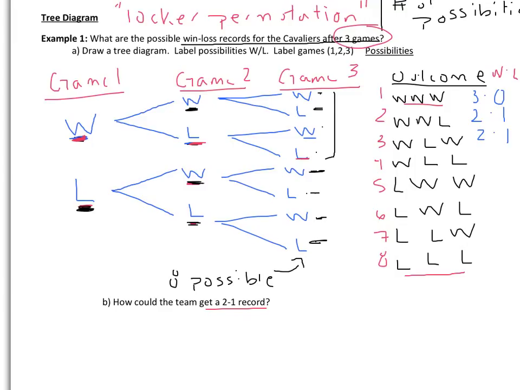The fourth possibility, I'd say they won 1, they lost 2. Remember, lost the second? We could say they won 2, they lost 1. They won 1, they lost 2. They won 1, they lost 2. And they won 0, they lost 3. So how could the team get a 2-1 record? Well, let's look at what possibilities happened. We can get it here, so that's 1, 2, 3. There are 3 ways of getting that.